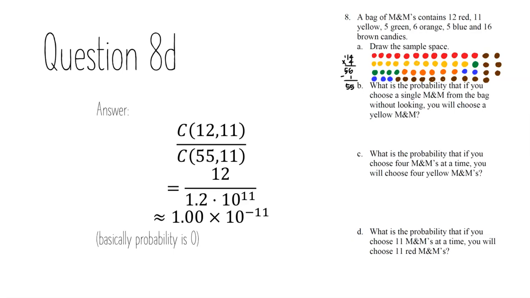Question 8D. I reduced it. What is the probability that if you choose 11 M&Ms at a time, you will choose 11 red M&Ms? I think you guys all get the point if you were able to do letter C correctly. So I put the answer up for letter D if you wanted to check that against your class notes. This is the combination of the 12 red marbles that we have. How many different ways can I select 11 of them? And the denominator, the combination of 55 total M&Ms, how many different ways can I select 11?